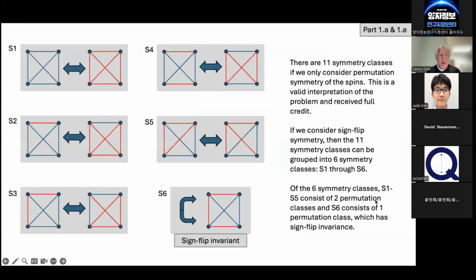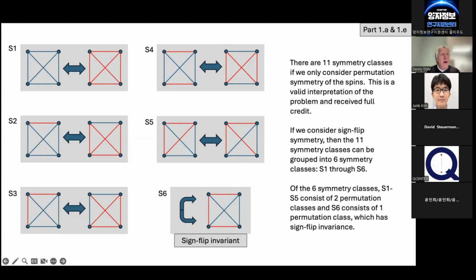Now, on the slide here, I'm addressing the first part of part 1A, and I'm showing what the symmetry classes of the Heisenberg model are. So these diagrams here, let me explain them. Each one of these diagrams has four spins. They're the four nodes here. And then there are six lines, all possible interactions between the four spins.